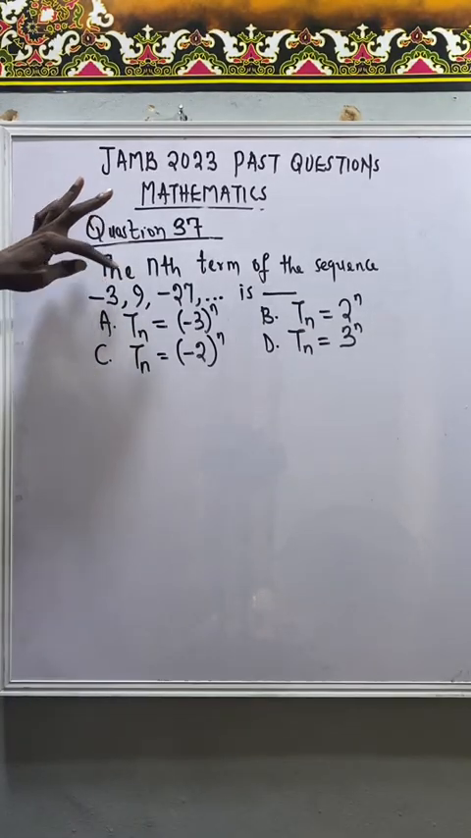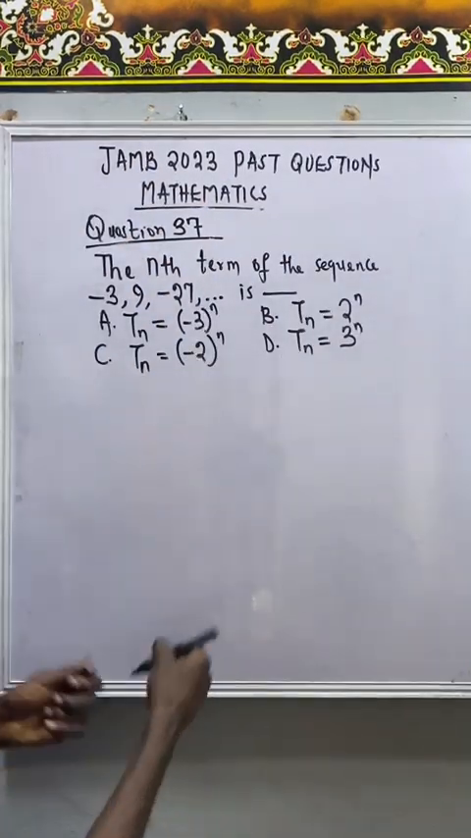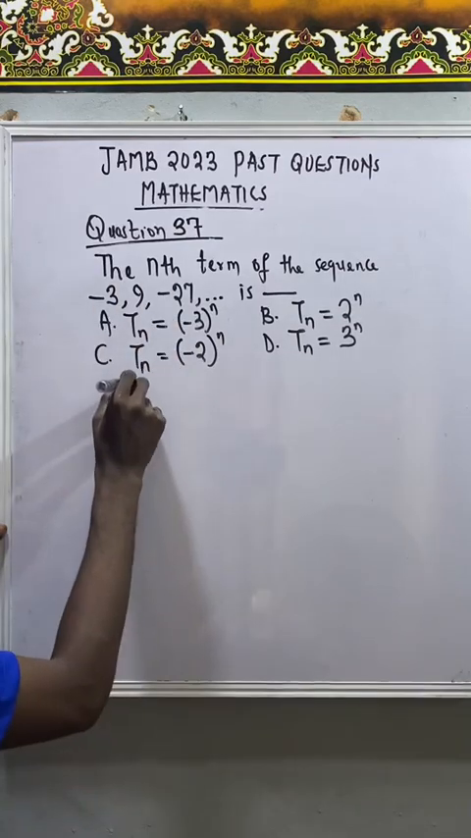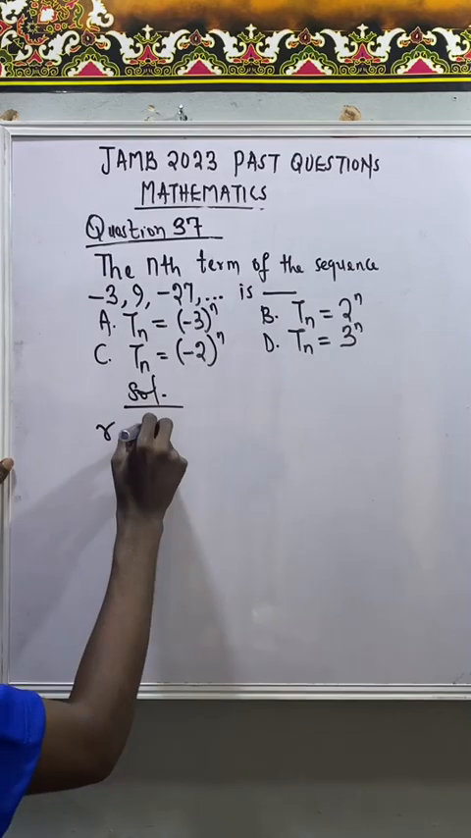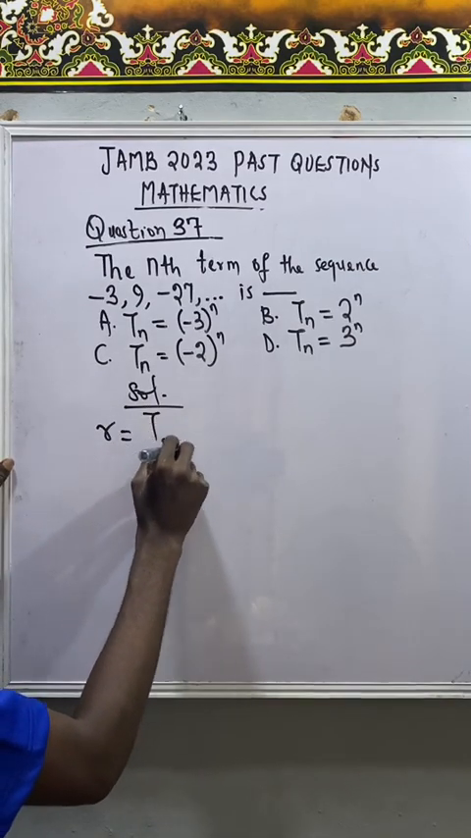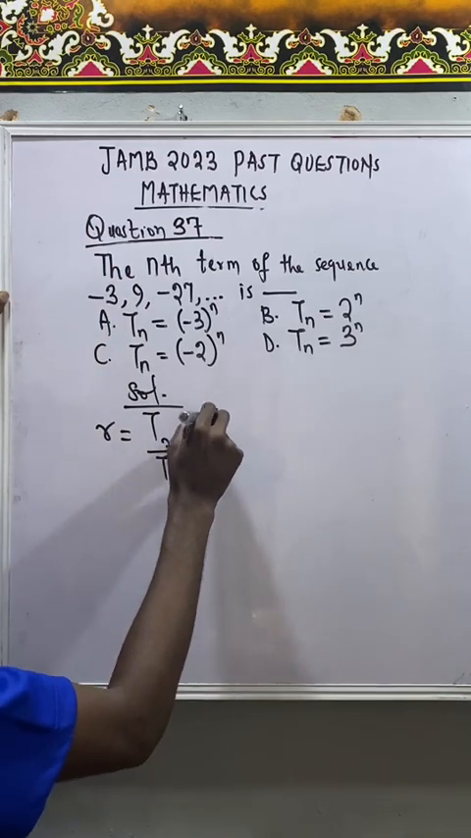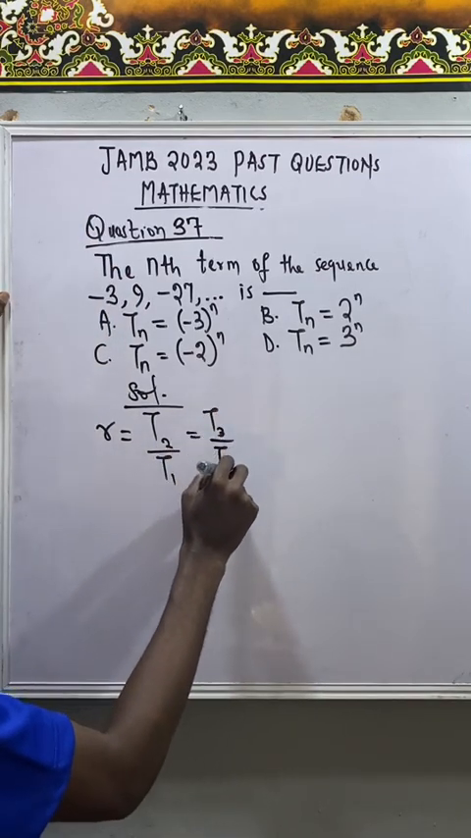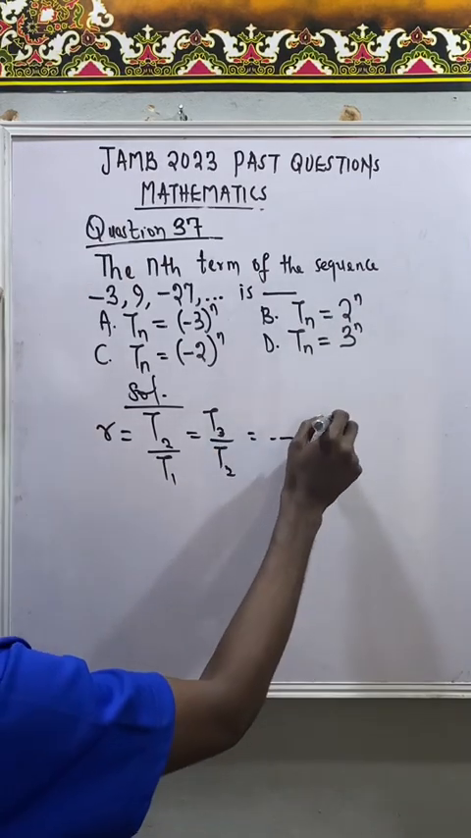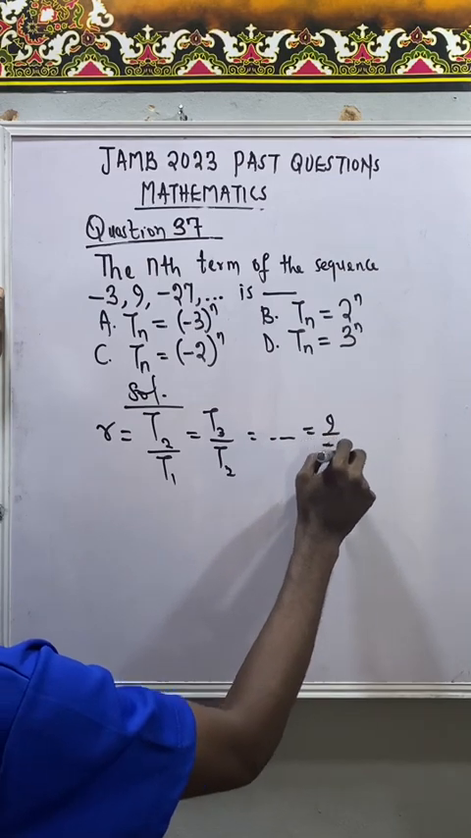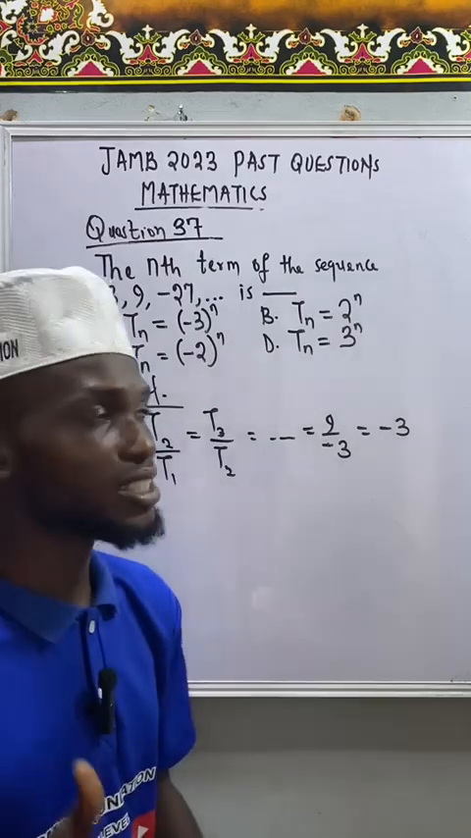If I say 3 times 3, that will give me 9. 9 times 3 will give me 27. So that means there is a common ratio between them. How do we get our common ratio? Common ratio R will be equal to T2 divided by T1, that is the second term divided by the first term, or T3 divided by T2, and it continues like that. In this case, I can use 9 divided by minus 3, which will give me minus 3. That means my common ratio is negative 3.